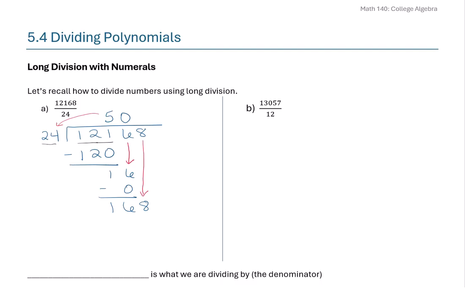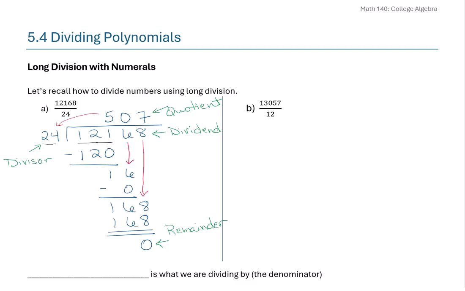24 goes into 168 7 times, and it actually goes in there exactly 7 times. It gives us 0 at the end. This 24 is what we call the divisor. It's what we are dividing by. Inside the division symbol, that's the dividend. Our result up here at the top, this is our quotient. And what's left over down here is our remainder.